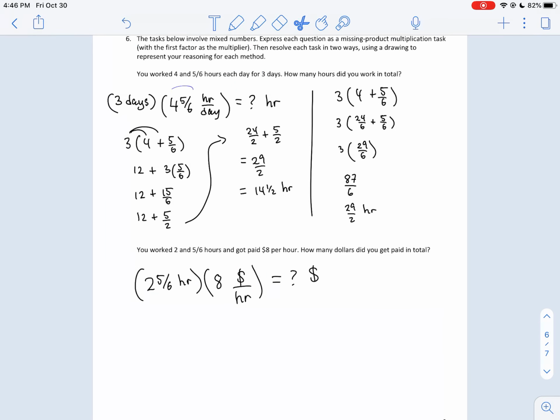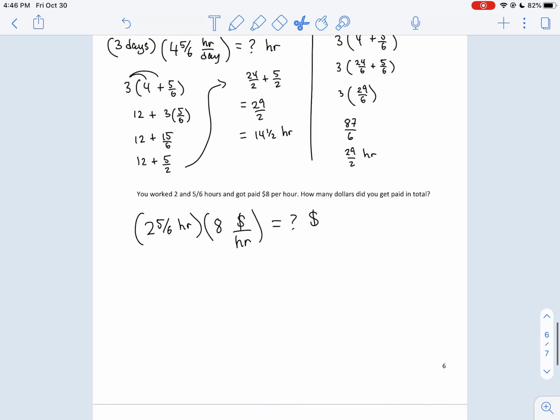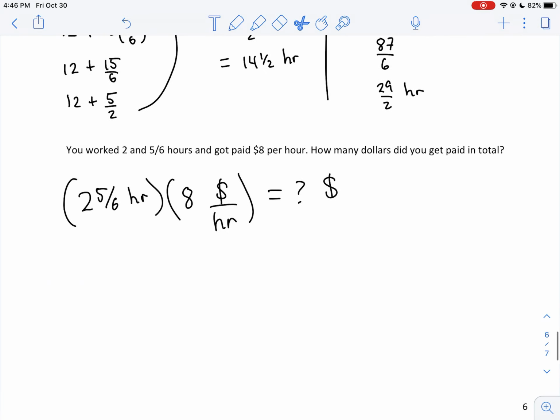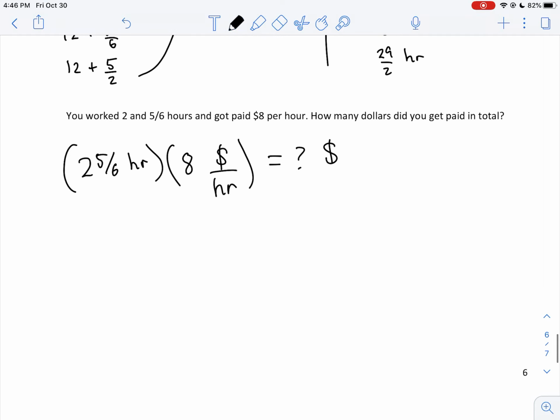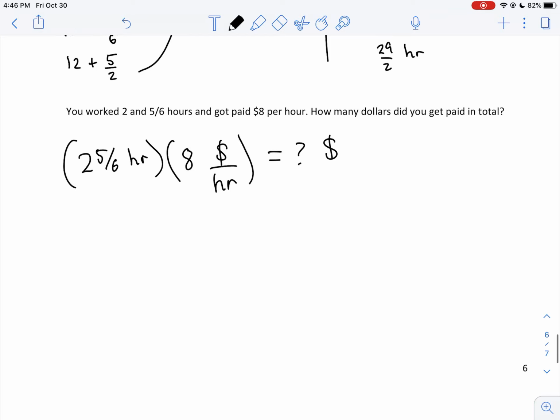This one, before, the mixed number was the multiplicand. Now the mixed number is the multiplier. Okay, so that's why these problems are a little bit different. The mixed numbers wound up in a different location. Again, you have multiple ways to do this. If you did 2 and 5/6 hours and you got $8 every hour, then you could do a distributive property first.